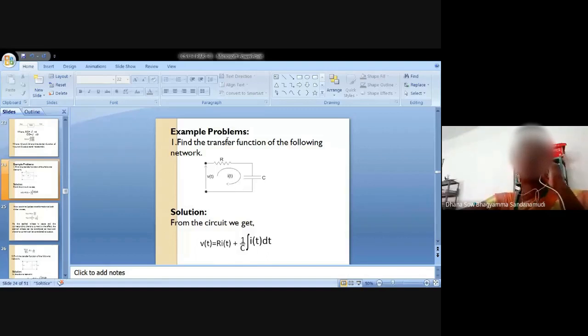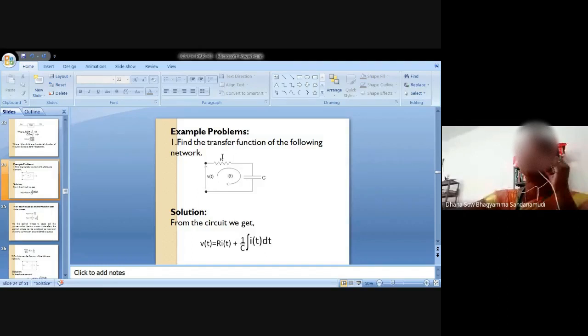Okay, so I want to determine the transfer function. What is a transfer function? It is the ratio of the Laplace transformation of the output to the Laplace transformation of the input. It means I of t is to be replaced by its Laplace transform I of s, and V of t is to be replaced by its Laplace transformation, that is V of s. You have already learned Laplace transformation in your circuit subject. Your staff might have taught you.